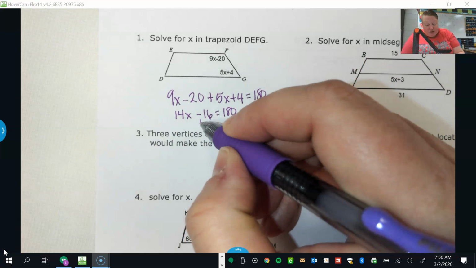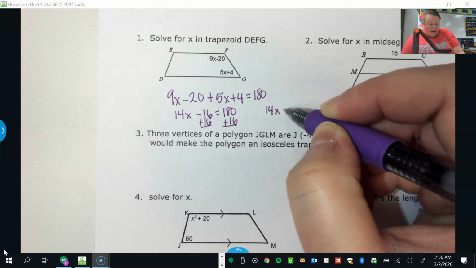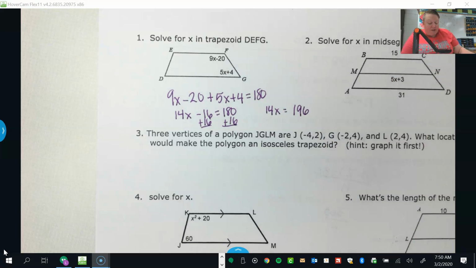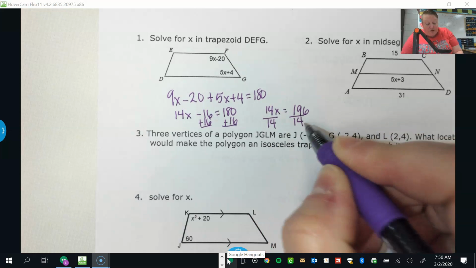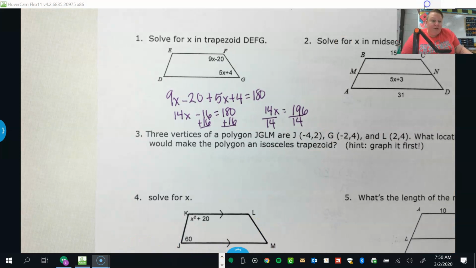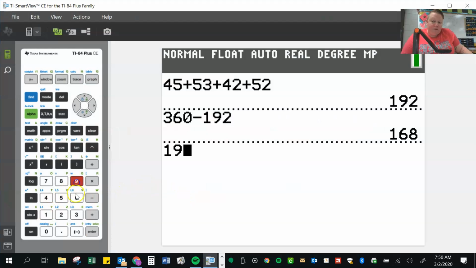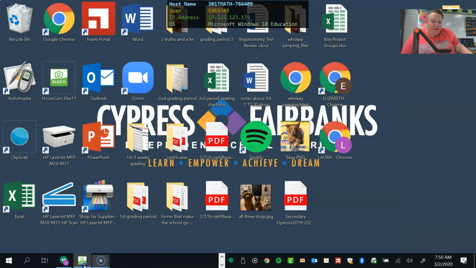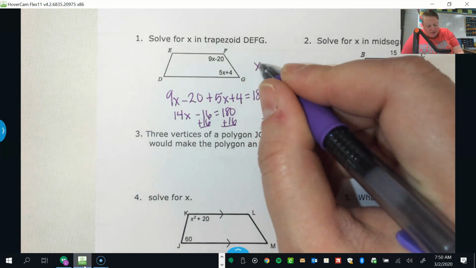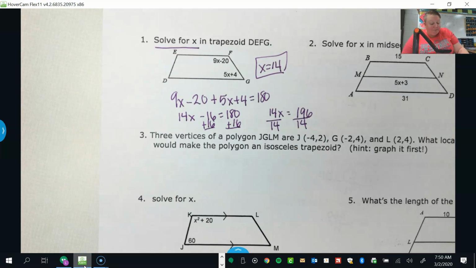Now I'm going to move that 16 by adding it because it's a negative. So now I have 14x equals 196. And then I've got to move that 14. I do that by dividing. So I do 196 divided by 14, and you get 14. And so x equals 14. Let me make sure I answered my question. It says solve for x. That's what I did, so it's done.